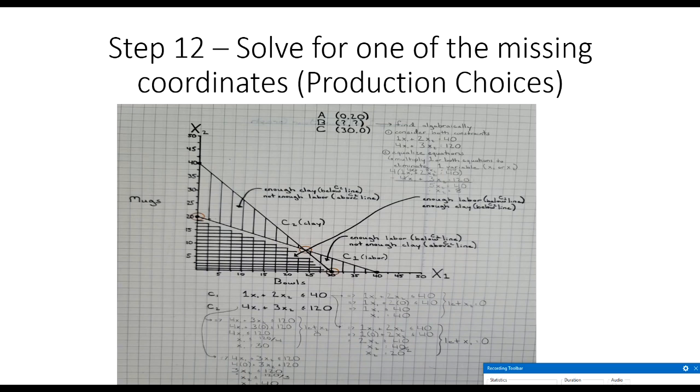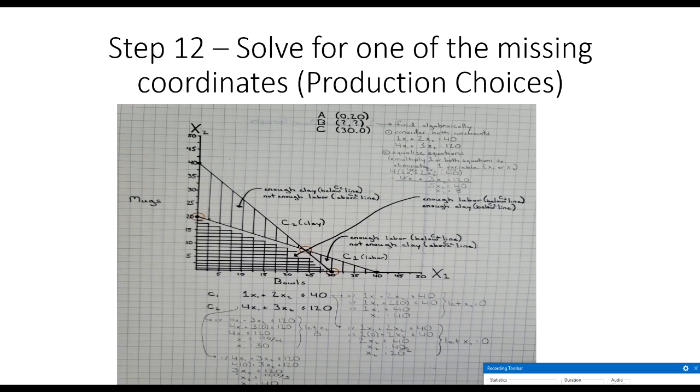8x2 minus 3x2 is 5x2. 160 minus 120 is 40. So 5x2 equals 40. x2 equals 40 divided by 5. x2 equals 8. So I have solved, and I know this coordinate now. x2, the number of bowls, is equal to 8.